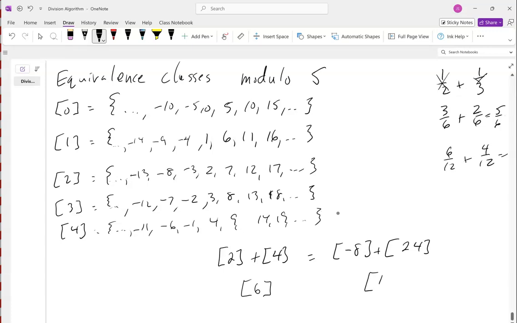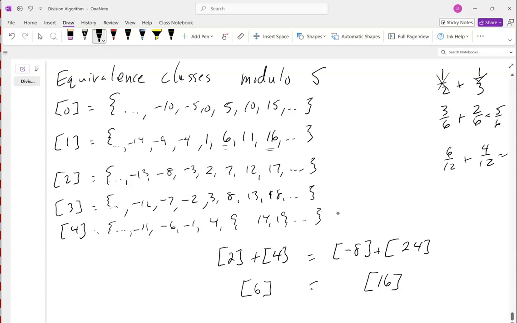Over here, you would have 16. Are those two equivalence classes the same? Is the equivalence class of 6 the same as the equivalence class of 16? Yeah, they're in the same equivalence class, right? Here's 6, here's 16. So that's okay. That's what we want, right? These two things really are equal to each other.